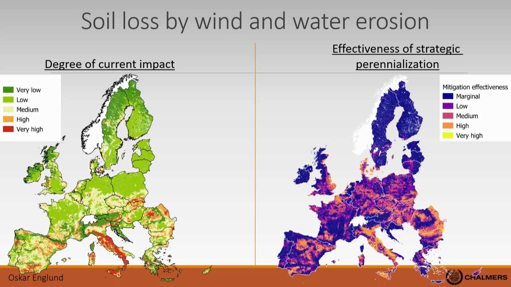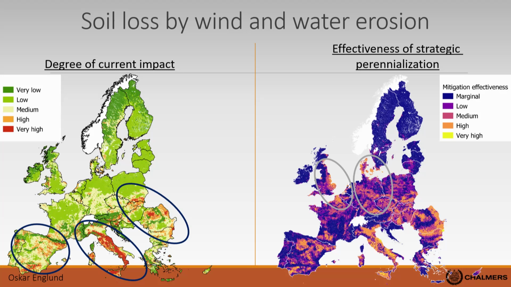And when it comes to the effectiveness of strategic perennialization, where we also take the annual crop density in particular into consideration, we see that the most problematic areas are Italy, southeastern Europe and Spain and northern Portugal. But we can also see that we have a high to very high mitigation effectiveness in large areas, and also eastern UK, northern France, and Denmark, and also in Germany and Poland.